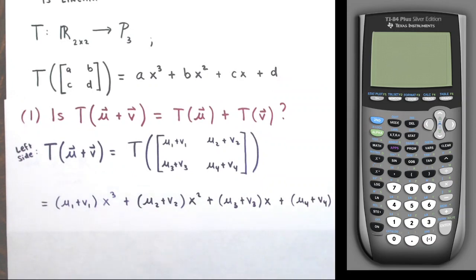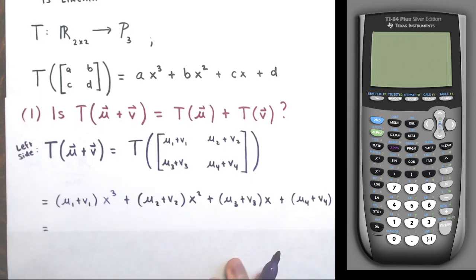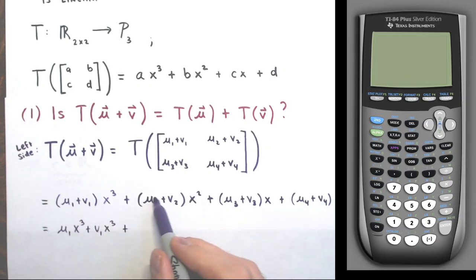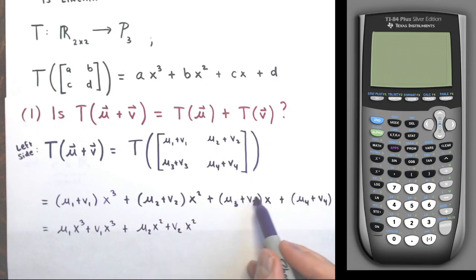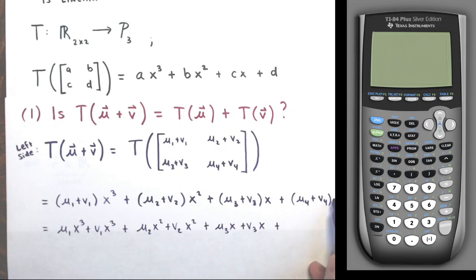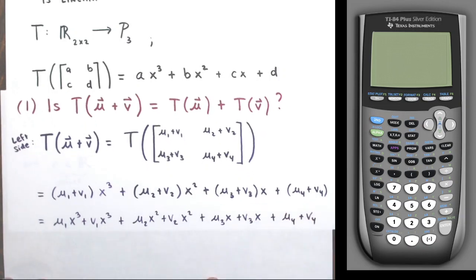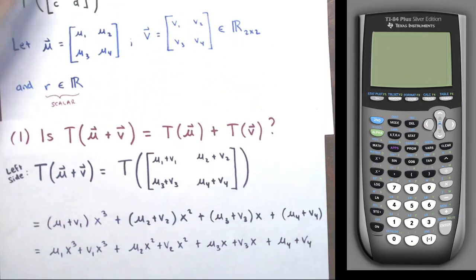If I wanted to get rid of all the parentheses, I can distribute the x cubed here. These are all representing real numbers, so you can distribute multiplication over addition. So this is u1 x cubed plus v1 x cubed plus, doing the same thing with the x squared, u2 x squared plus v2 x squared. Doing the same thing with the x, this is plus u3x plus v3x. And there's really no need for parentheses on the last part because it's like distributing 1. So I just got u4 plus v4. So that was the left side, totally simplified, no parentheses.